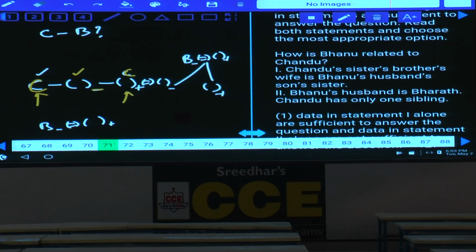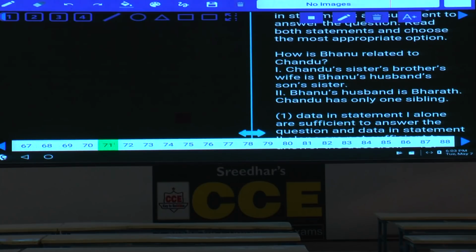Chandu's sister's brother can be Chandu or some other person. Hence 2 possibilities, hence the first one is not sufficient. And second, Banu's husband is Bharat. Now Banu is here. Now Banu's husband, who is that person here? Banu's husband is Bharat. And Chandu has only one sibling.